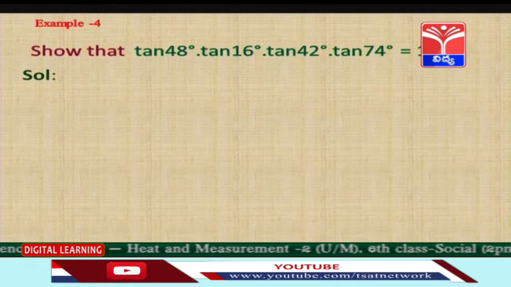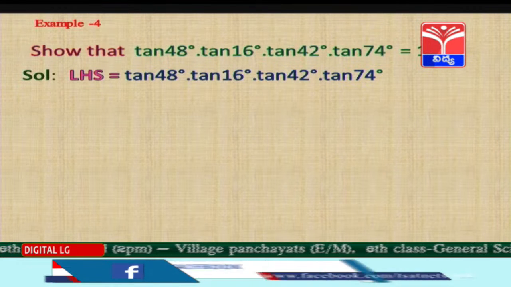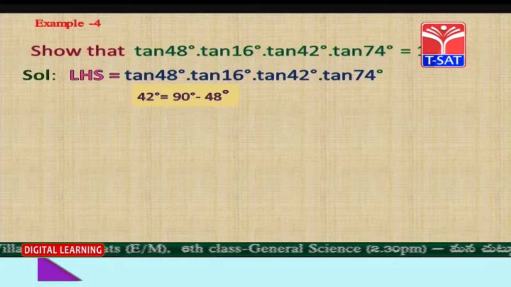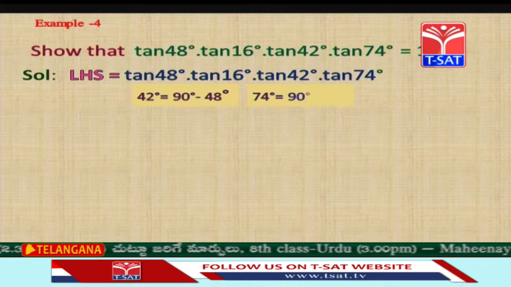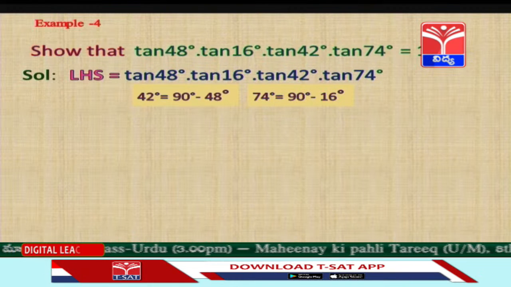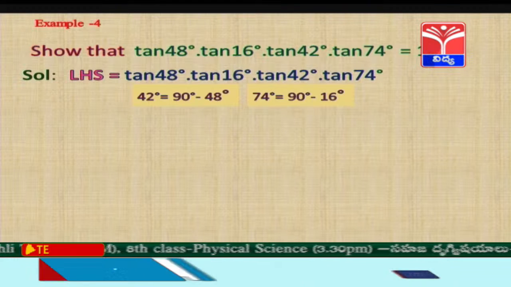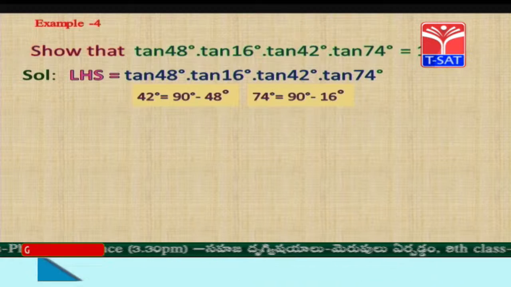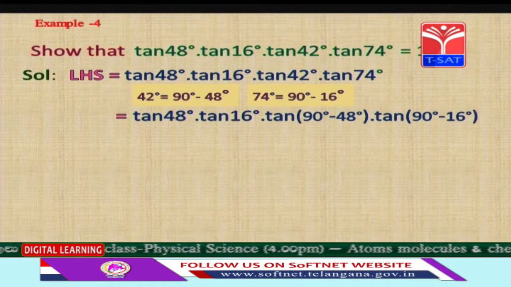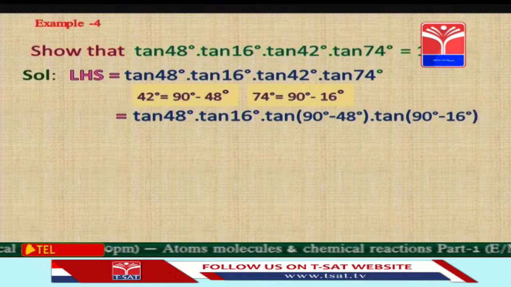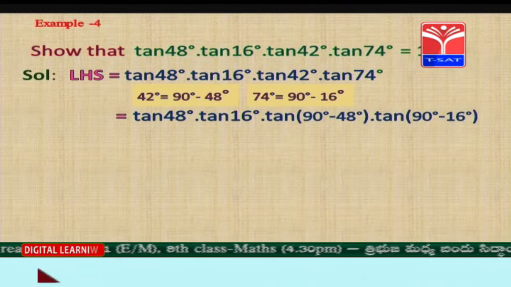Solution for this: first I will write the LHS, tan 48 degrees into tan 16 degrees, tan 42 degrees, tan 74 degrees. Now, I can say that 42 degrees can be written as 90 degrees minus 48, and similarly 74 I can write as 90 degrees minus 16 degrees. So tan 42 became tan of 90 minus 48 degrees, and tan 74 became tan of 90 minus 16 degrees.